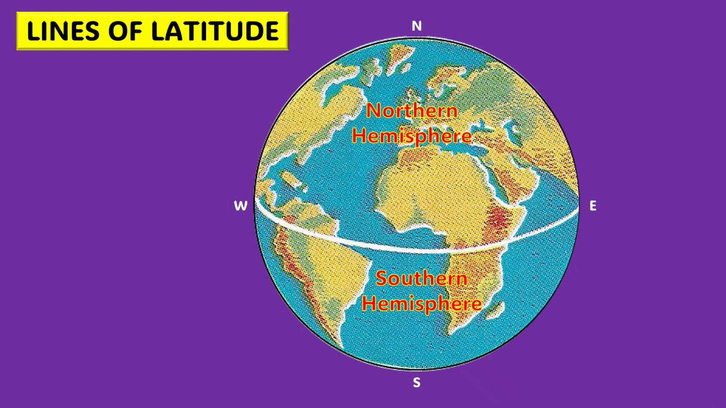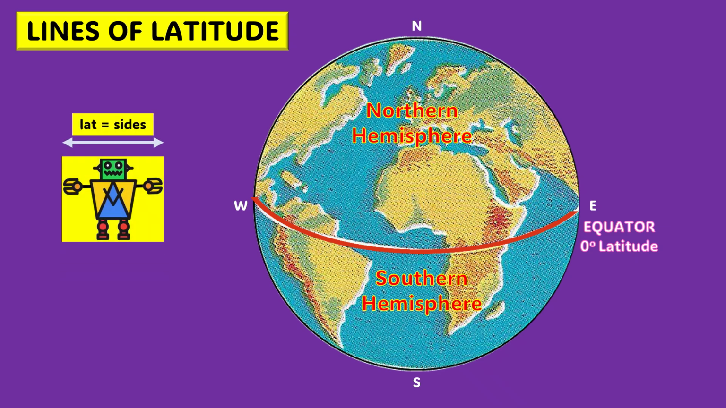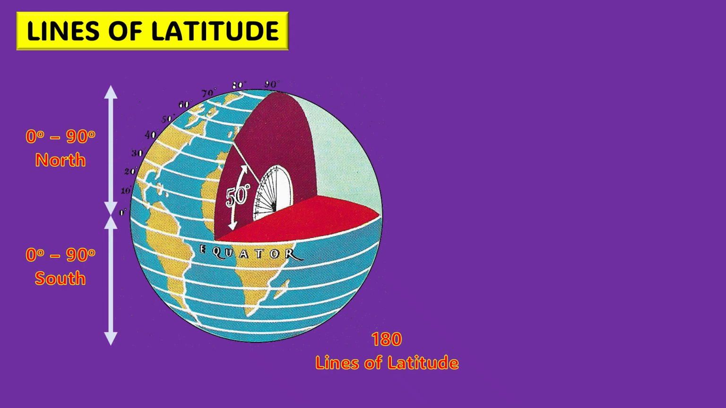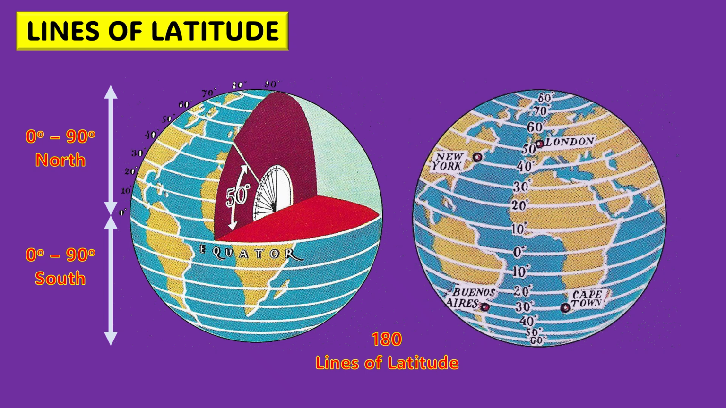The equator divides the Earth into the northern and southern hemispheres, and is the most important line of latitude. The word lat means side. So, the lines of latitude move from the west side to the east side of the Earth. The equator is located at 0 degrees latitude. There are 90 lines of latitude south of the equator, and 90 lines of latitude that are north of the equator. So, there are 180 lines of latitude. Each line of latitude has its own degree.